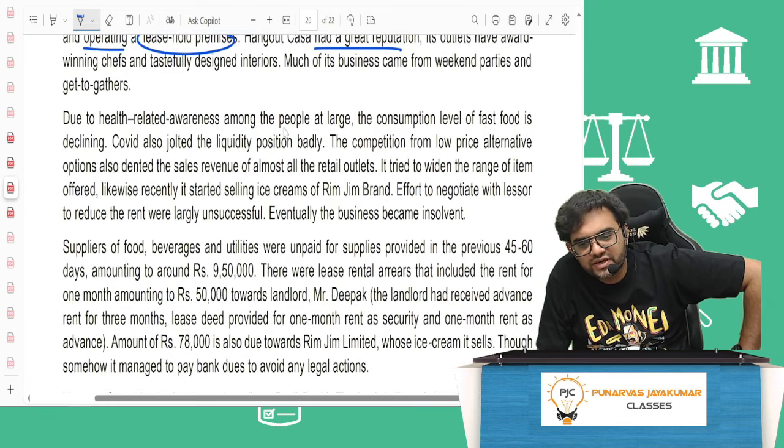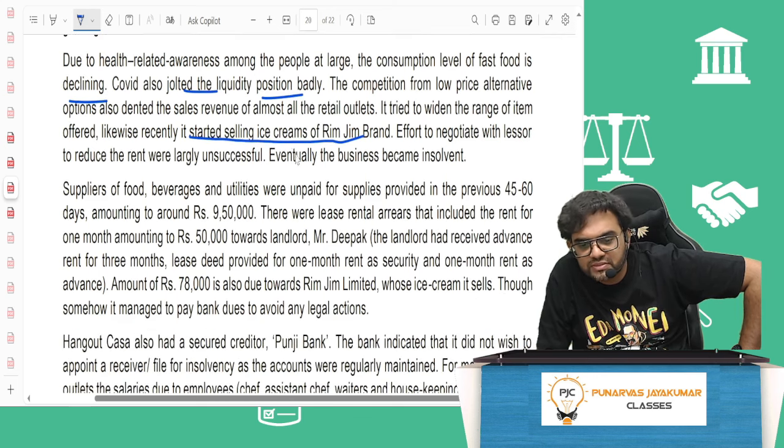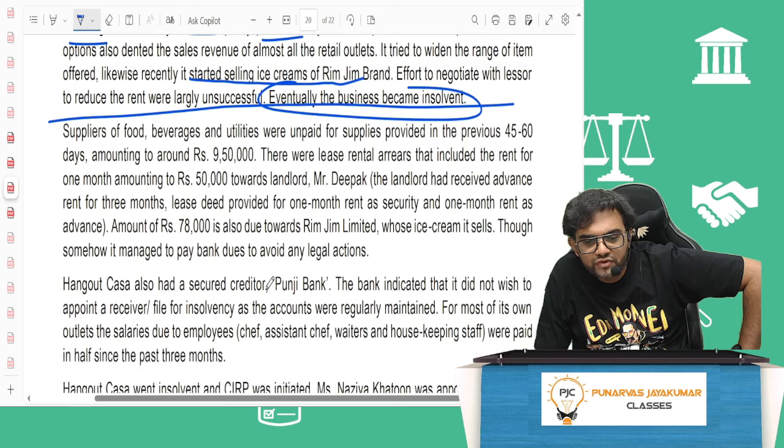Due to health-related awareness among people at large, consumption of fast food is declining. COVID, liquidity position went. So they wanted to sell ice creams of Rim Jim brand. Eventually, business became insolvent. This is the story. Suppliers of food, beverage, utilities were unpaid for supplies in the previous 45 to 60 days amounting to 9,50,000. Lease rent issue 50,000.